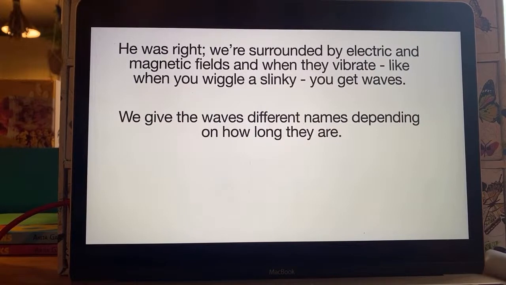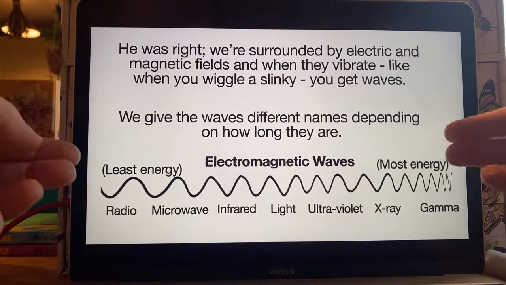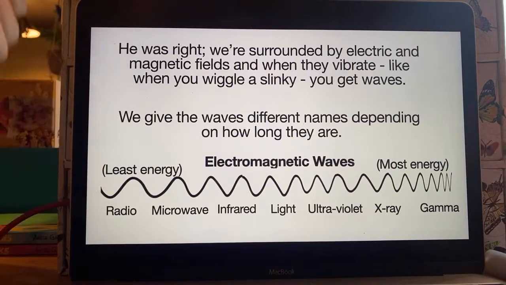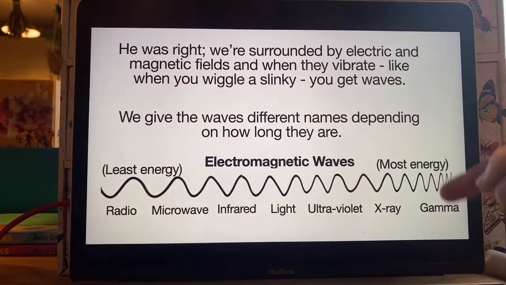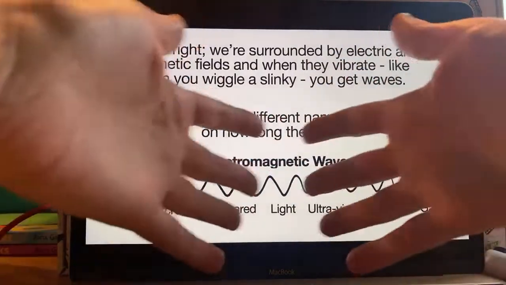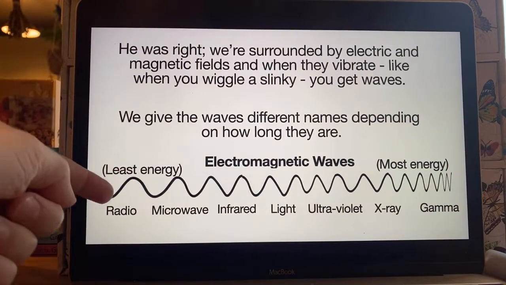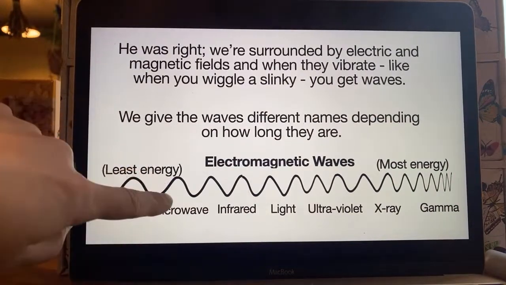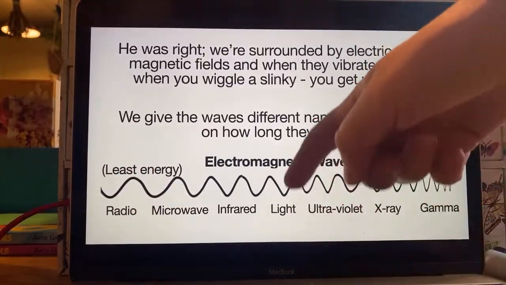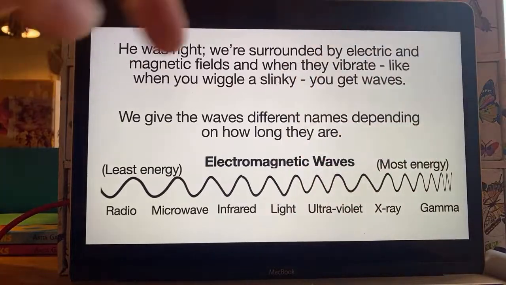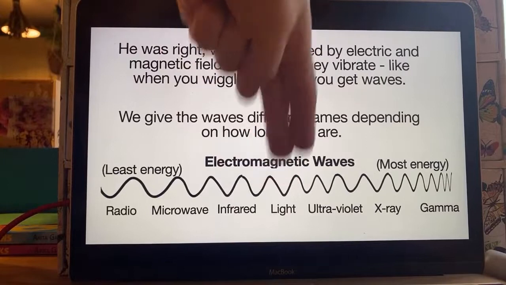So we give these waves different names depending on how long they are, right? You recognise this from the waves module if you've watched that one. So this is what happens. If you imagine you can make a slinky do very short waves or very long waves, this is just what electric and magnetic fields are doing all around you. You've got long waves, which the longest ones we call radio waves, slightly shorter ones we call microwaves, and the ones that are kind of in the middle, we just call them light. And your eyes just happen to be able to detect electromagnetic waves that we call light of that wavelength.